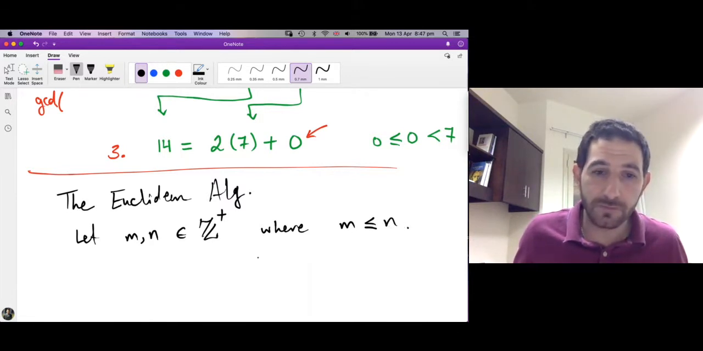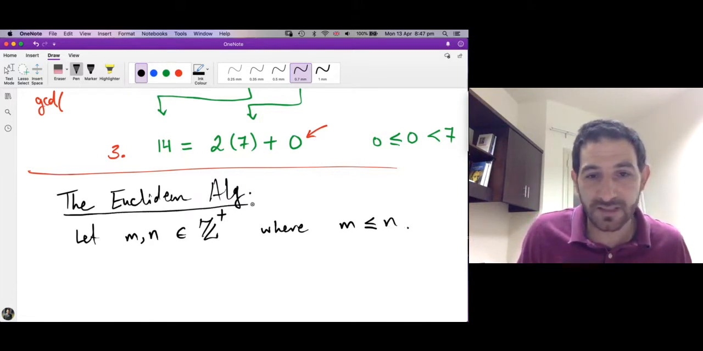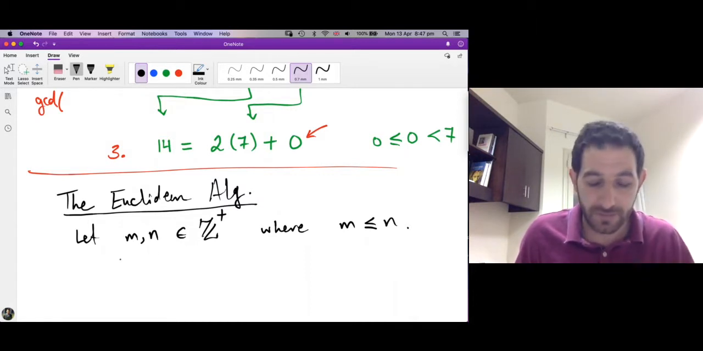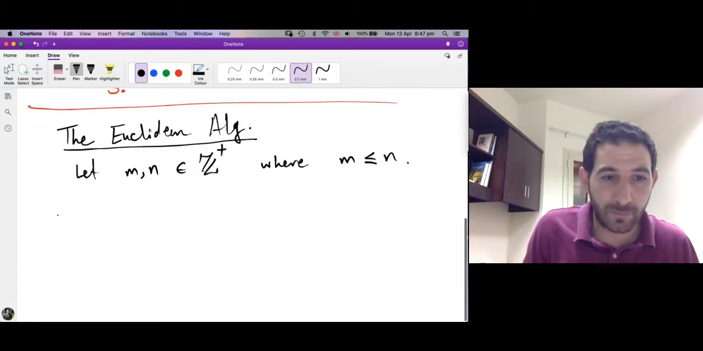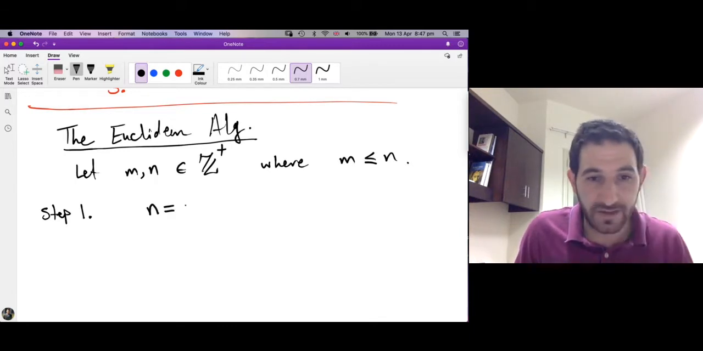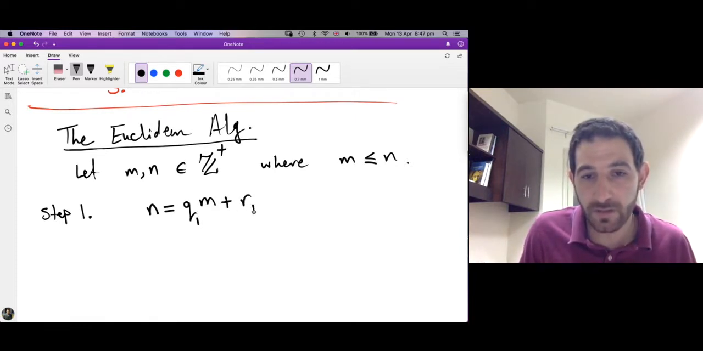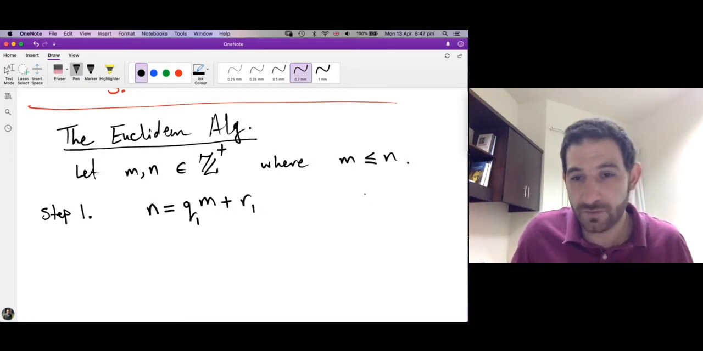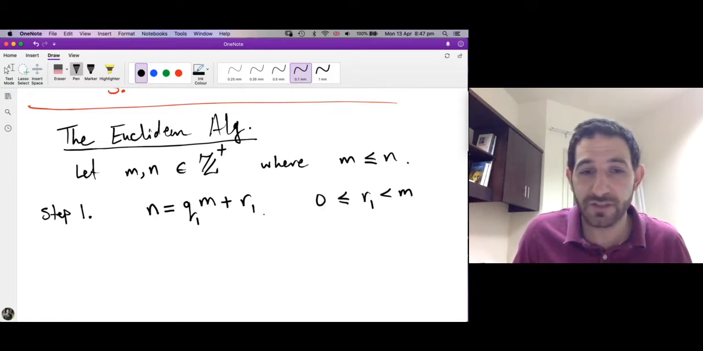Now what is the Euclidean algorithm? It tells us to successively apply the division algorithm. So let's see what step 1 is in the general form. Divide the bigger one by the smaller one. So n equals q1, the quotient, times m, plus r1, the remainder of the first step. Notice here that r1 should be strictly less than m and bigger than or equal to 0. This is by the division algorithm.